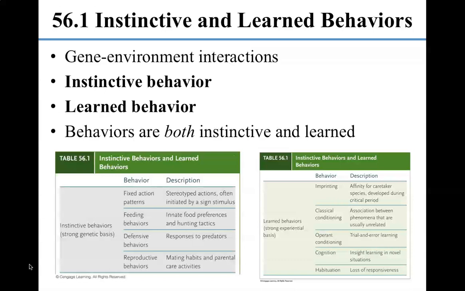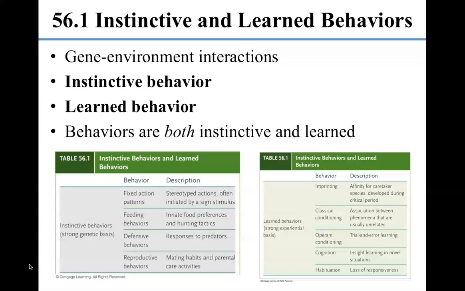So the two categories that we'll use to separate behavior are instinctive behaviors and learned behaviors. These tables are pretty helpful because they classify different types of behavior according to whether they're instinctive or learned. If you look at the table on the left, these are some examples of the instinctive behaviors, and we'll talk about some of these in a moment. These are all behaviors that are instinctive, meaning that they have a strong genetic basis. In other words, an animal is more or less born with these behaviors. So fixed action patterns are instinctive. We'll talk about that in just a second.